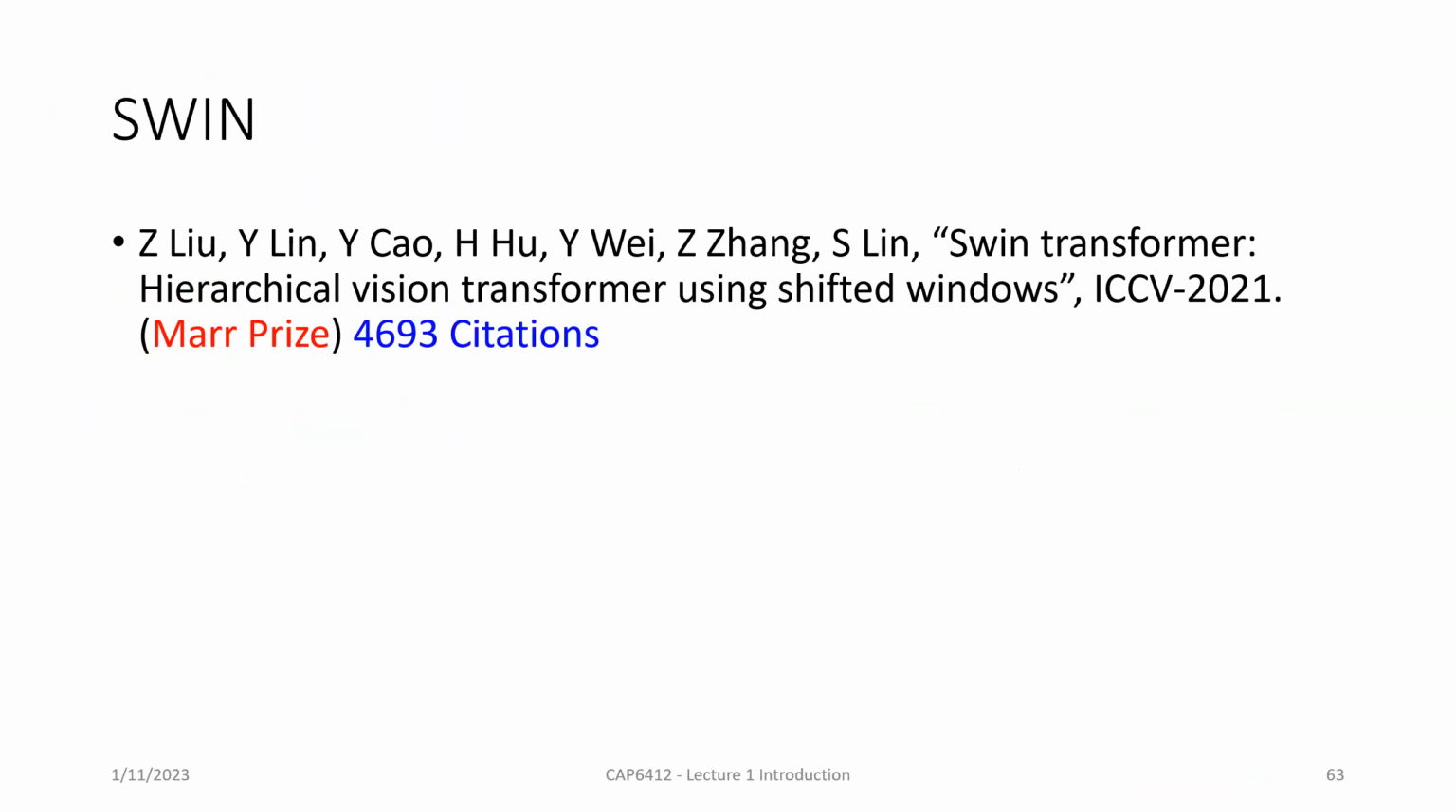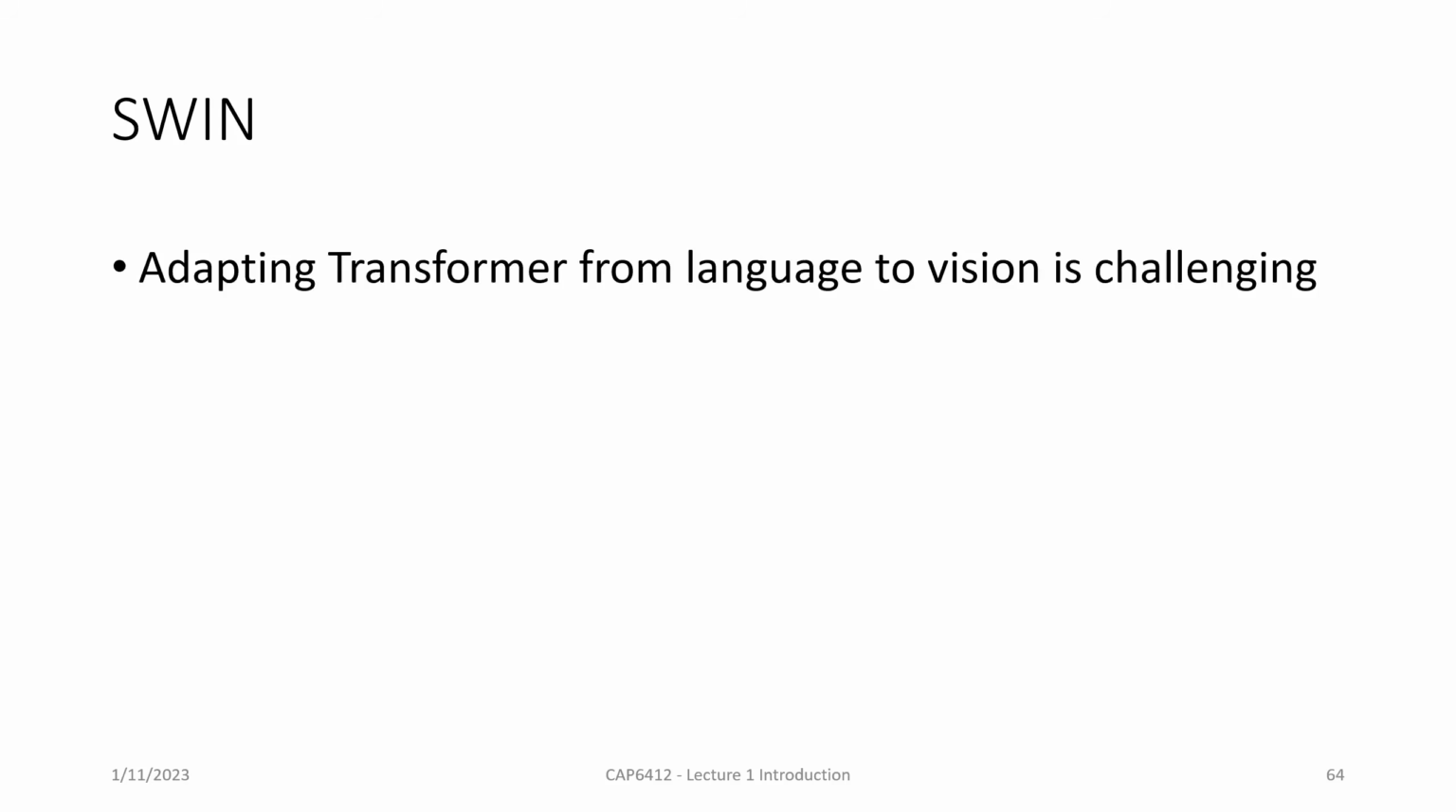Okay, so now another breakthrough came after the ViT, called Swin. Swin was published in 2021 at the ICCV conference, and it got a Marr Prize, which is the most prestigious prize you can get, the best paper award in computer vision. And Swin Transformer actually improved on top of ViT. So let me cover that quickly and then we'll end.